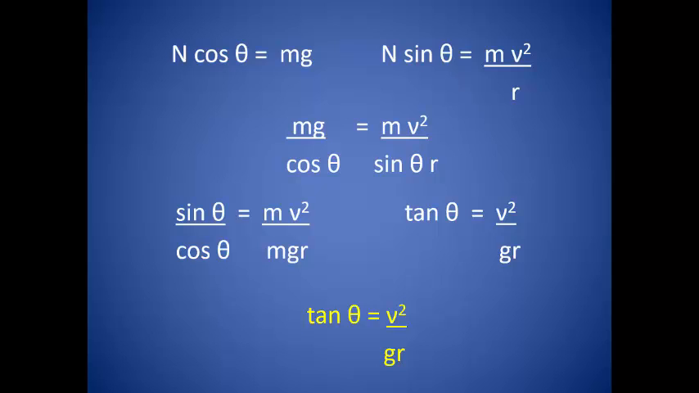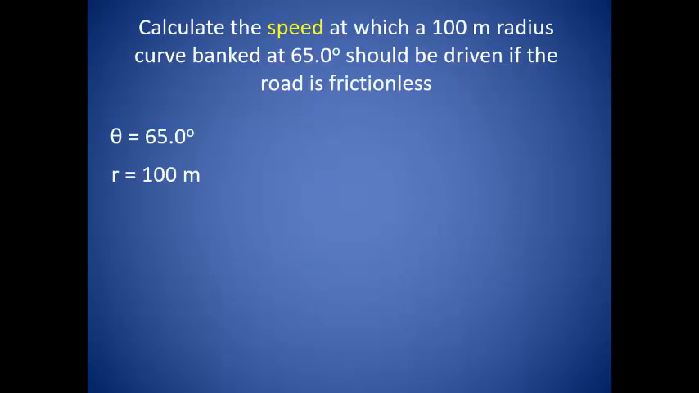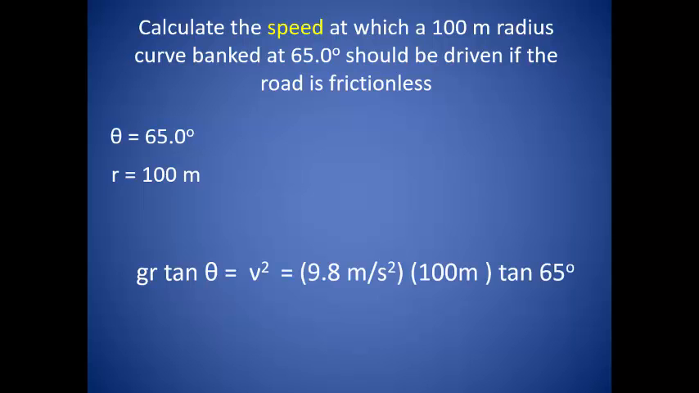So the tighter the turn and the faster you travel, the more the road should be banked to keep you on it. So calculate the speed at which a 100-meter radius curve banked at 65 degrees should be driven if the road is frictionless. Based on what we just discussed, in order to find the velocity, if we know the radius and the angle, the best equation to use would be the tangent. We can rearrange to get velocity squared by itself and plug in our values. Square root both sides and we get a velocity of 45.8 meters per second.